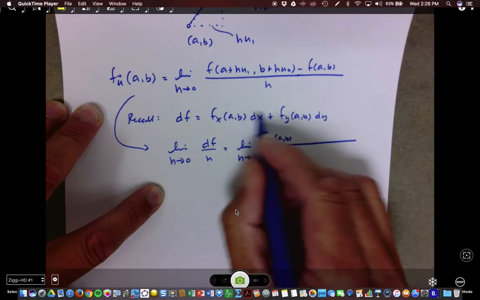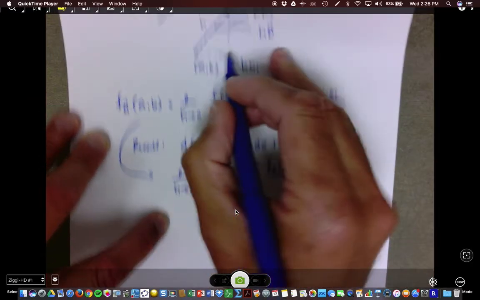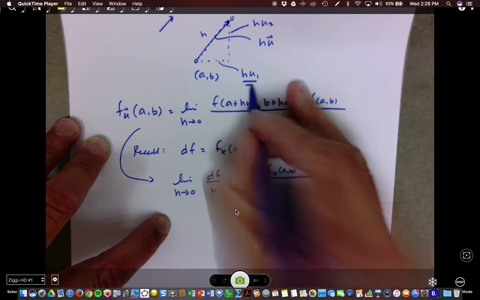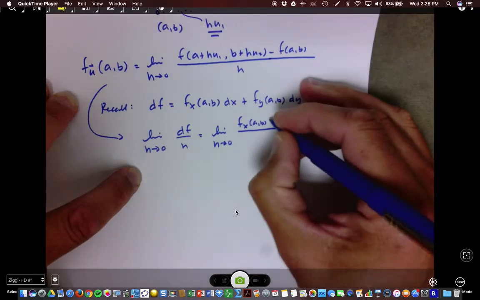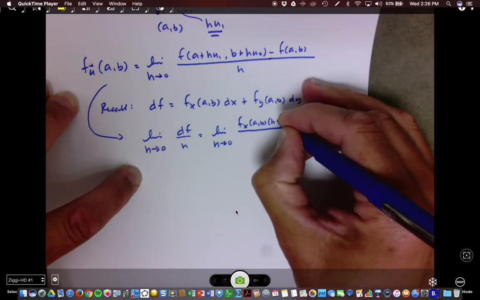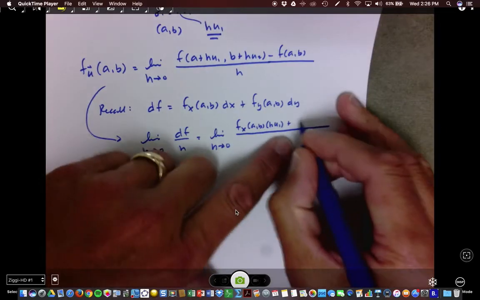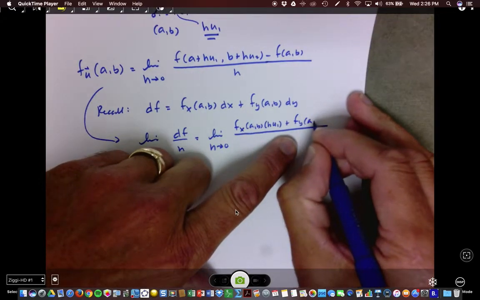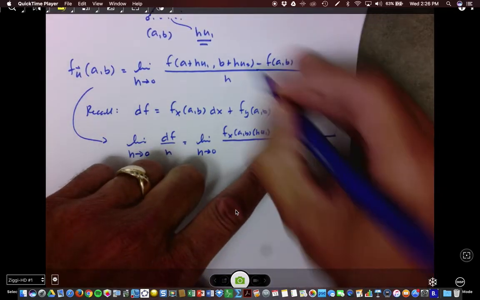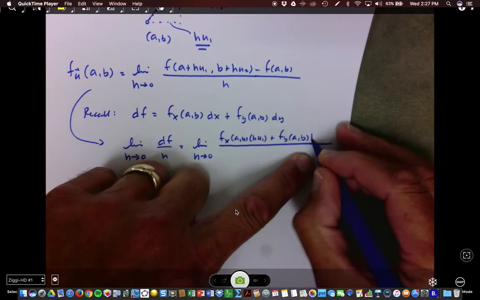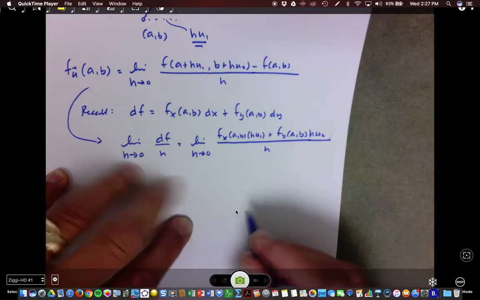Right, and then if you think, what is this dx that we're talking about? The dx is the change in x from one point to the other, and that happens to be just h times u1. Right, so let's substitute in here h times u1 plus fy evaluated at a and b, and then the dy is just the change in y, which is h times u2, and then all that divided by h.